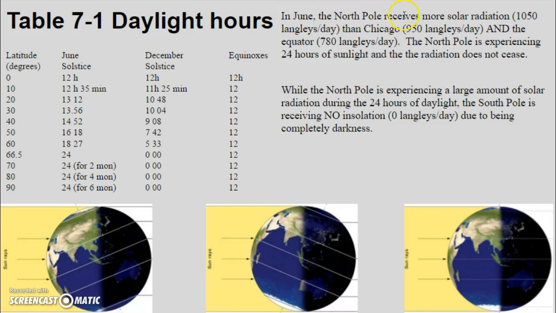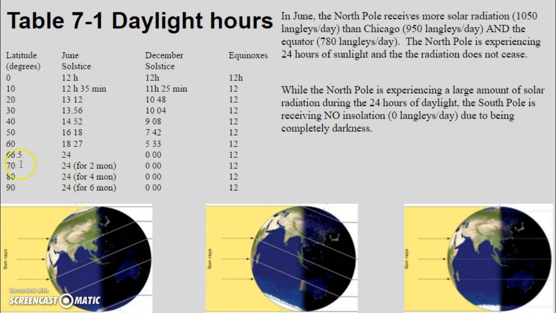In June, the North Pole is going to receive more solar radiation, about 1,050 Langleys per day, than Chicago and the equator. Chicago gets a value of 950 Langleys per day, and the equator gets about 780 Langleys per day. So the North Pole is experiencing 24 hours of sunlight, and the radiation does not cease. And we can see that here. We can see the Arctic Circle here is completely exposed to sunlight, getting sun all 24 hours.